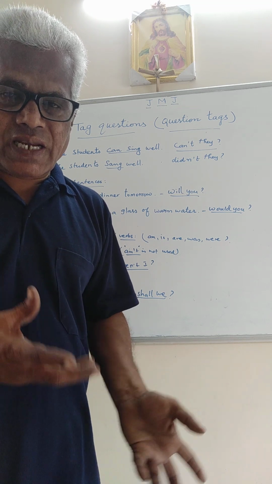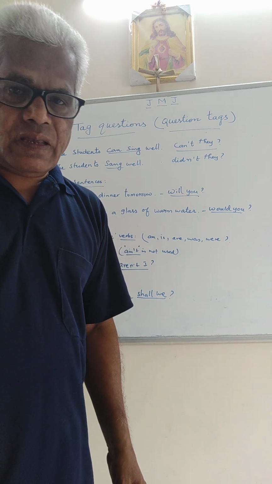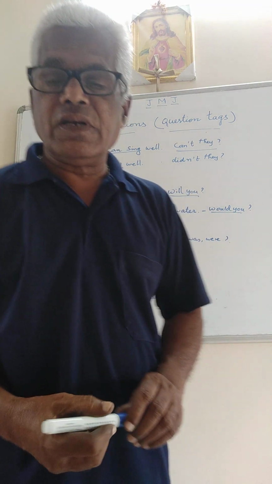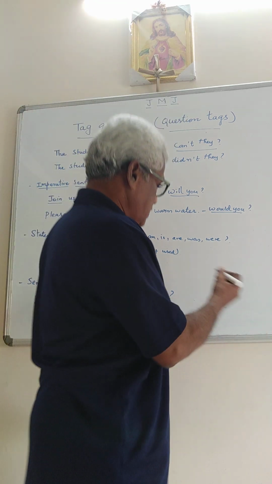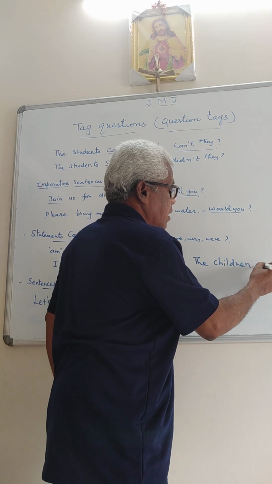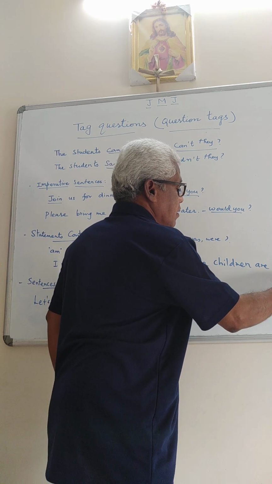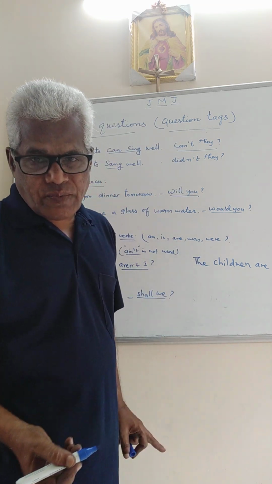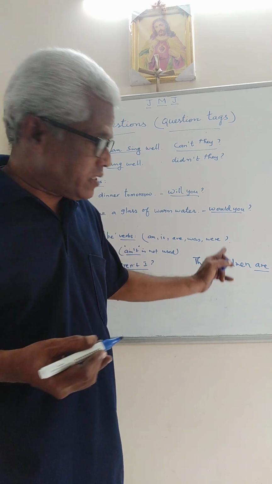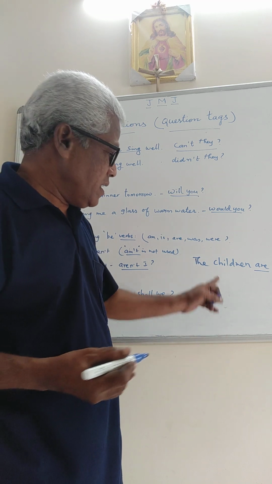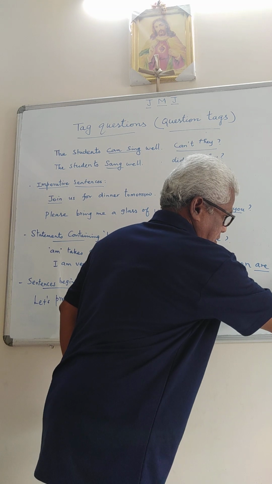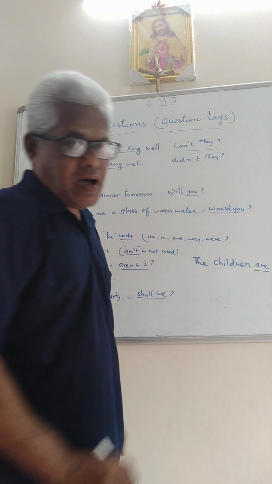Now if I give you two or three sentences, for example, I write and show you. See, the children are happy. So what is your verb here? Are. Is the statement positive or negative? This is positive. So therefore your tag should be aren't they? Aren't they?